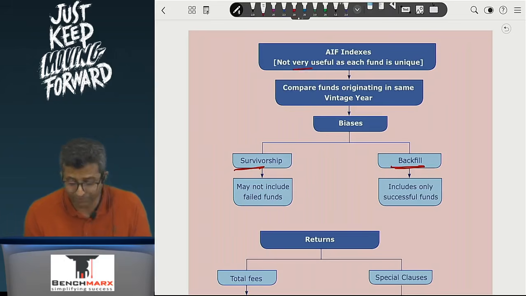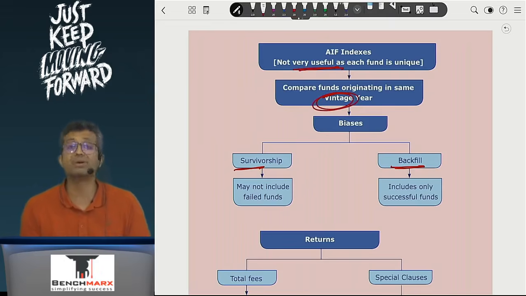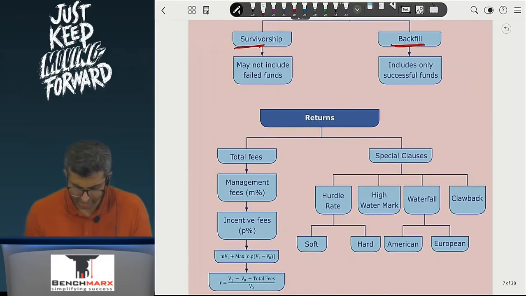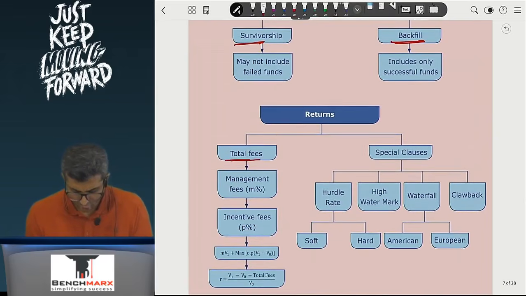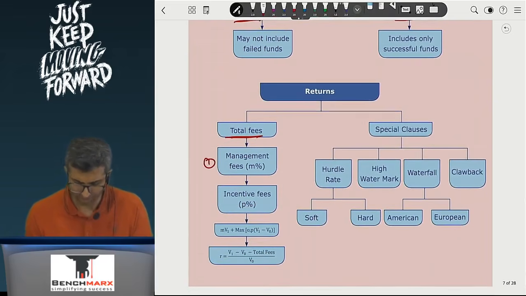But if you have to do comparisons, you have to ensure that you compare across common vintage years. That is, funds that started at the same point can be better compared, to give a better understanding. Okay, returns over here.